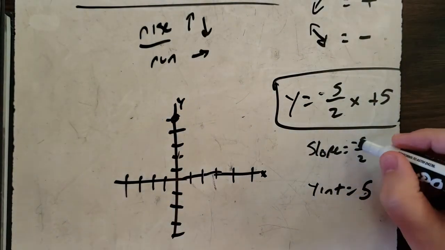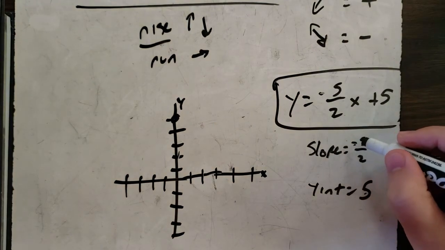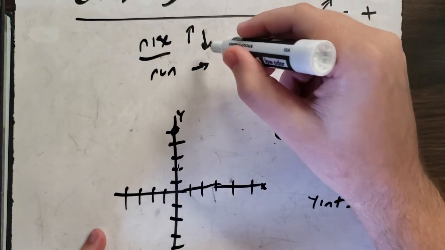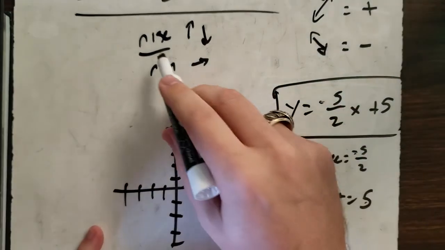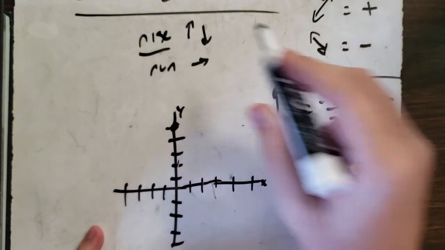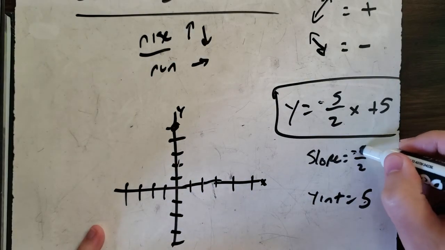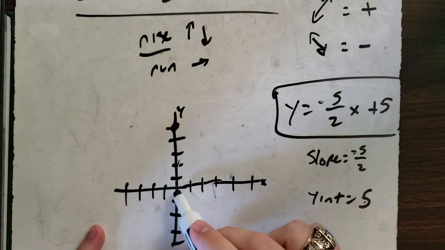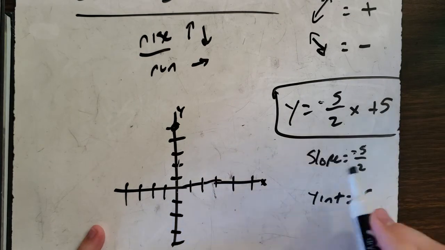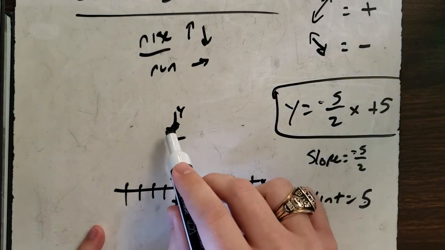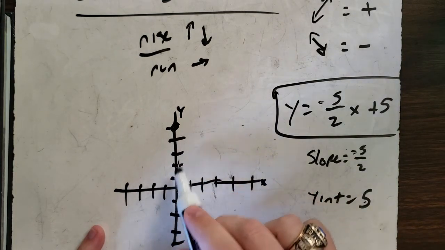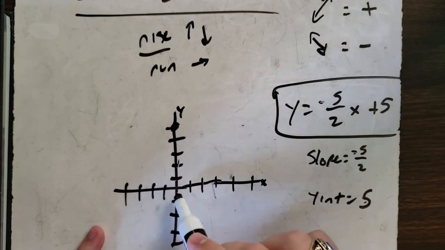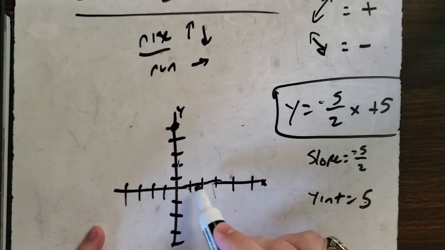Now look at our slope. Our slope's negative, which means we have to go down. So remember, rise over run. Our top number tells us up or down. It's negative. We go down 5. So from here, you count down 5. 1, 2, 3, 4, 5. We're back here at our origin. And then our run is 2. And remember, our run is always to the right. So down 5, over to the right, 1, 2.